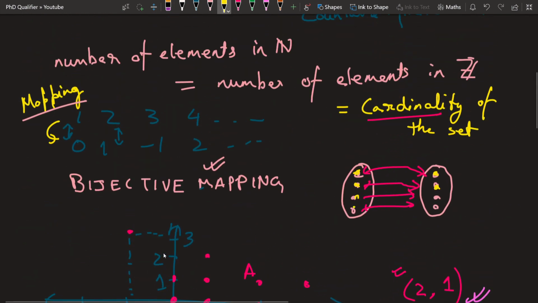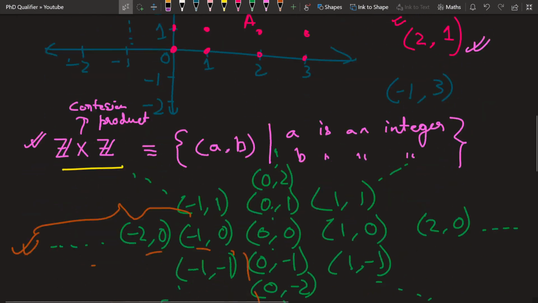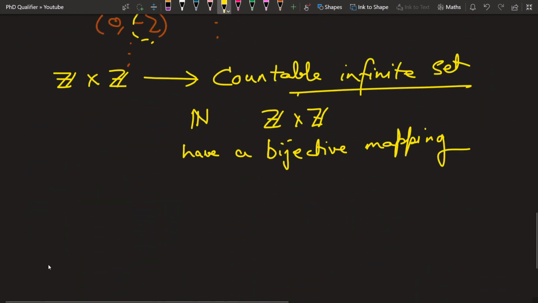So we must have the number of elements to be the same. We can represent the number of elements like this. So the number of elements of natural numbers is equal to the number of elements of this.